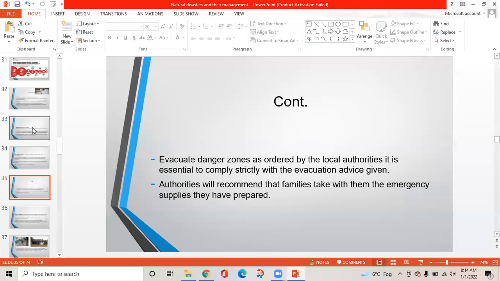Evacuate danger zones as ordered by the local authorities. It is essential to comply strictly with the evacuation advice given. Authorities will recommend that families take with them the emergency supplies that they have prepared.